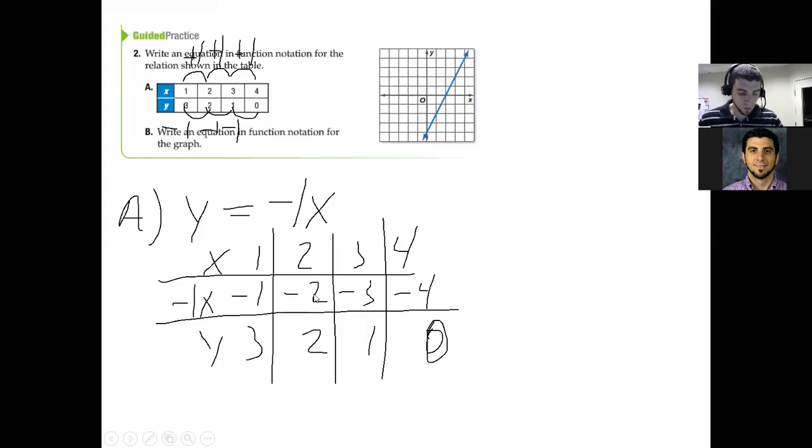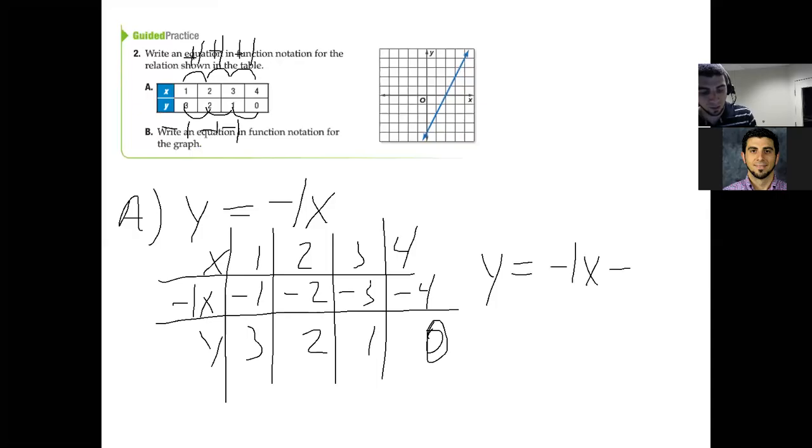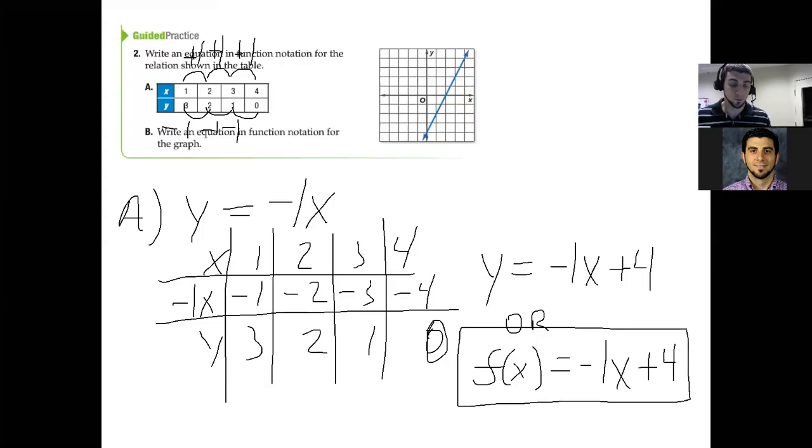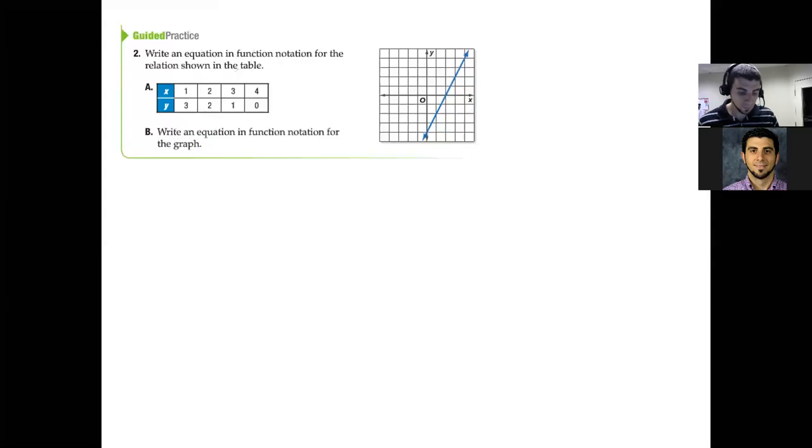Okay, so negative 1 plus 4 would give you 3. Negative 2 plus 4 would give you 2. Negative 3 plus 4 would give you 1. And negative 4 plus 4 would give you 0. So the equation would be y equals negative 1x plus 4. Or in function notation, and it's important that you know how to write things in function notation, f of x equals negative 1x plus 4. Okay? Cool.